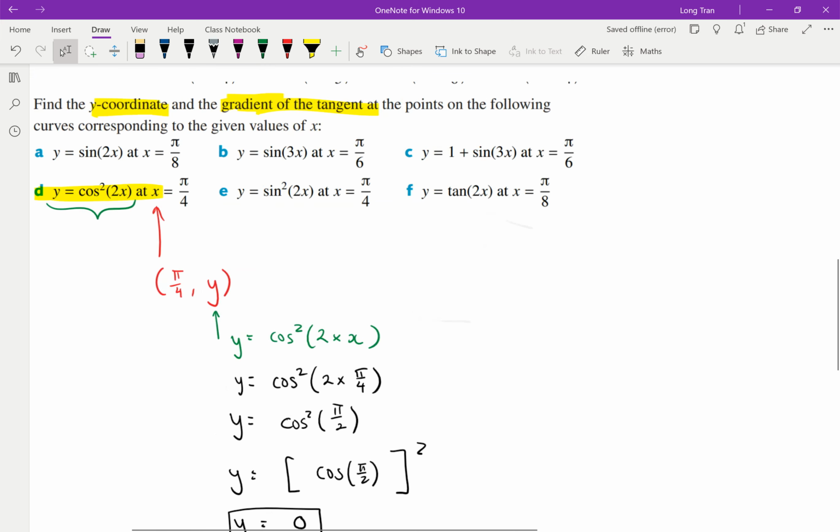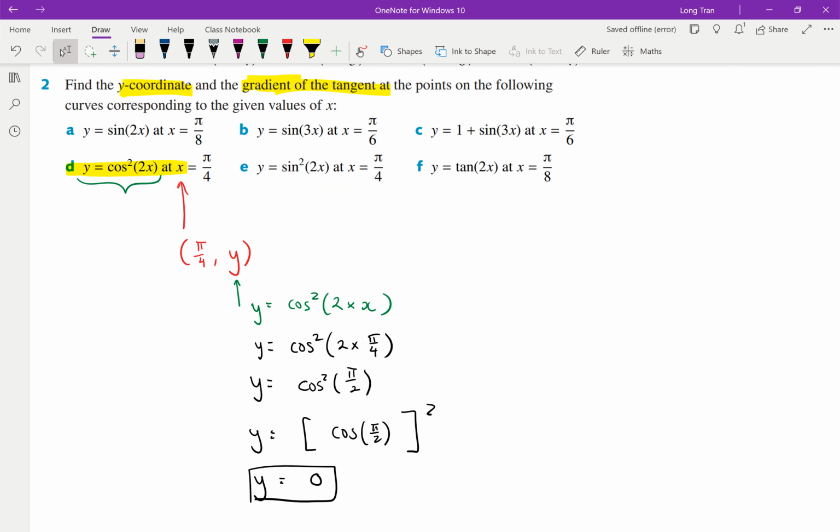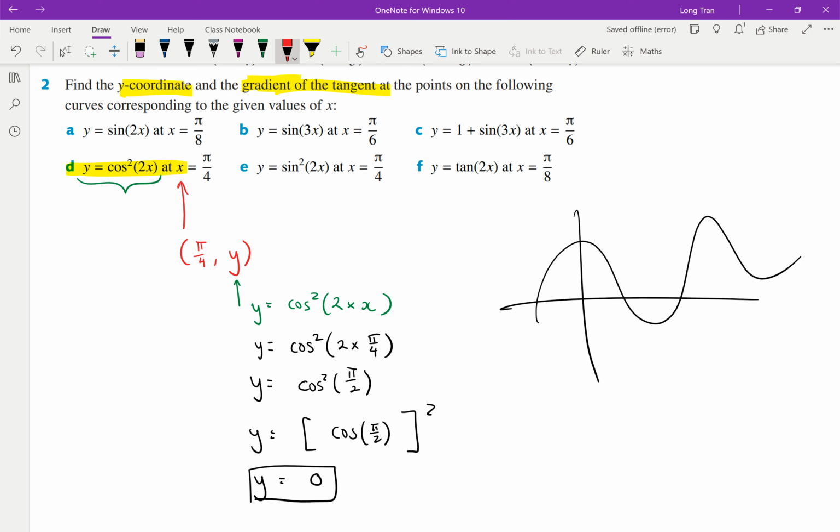The second part wants me to find the gradient of the tangent at that point. If you think about it, I don't know what the curve looks like. But say on a graph, the graph looks like this, I'm just making it up. At x equals pi on 4, actually, I'm going to fix that, because we now know that the y coordinate is 0. So let's just say it looks like this. I'm making it up. At this point here, we found out that at pi on 4, the y value was 0.